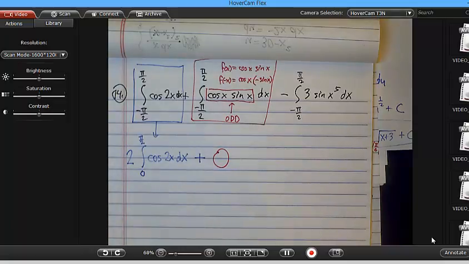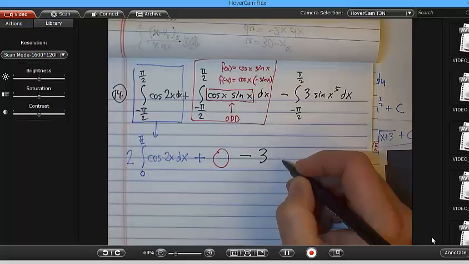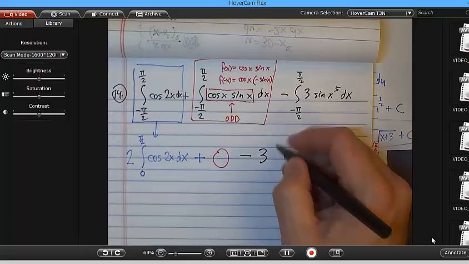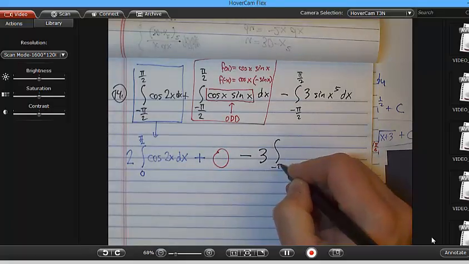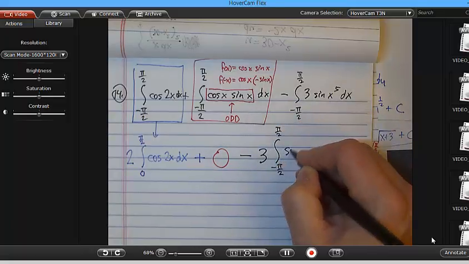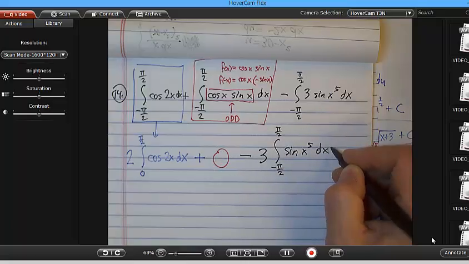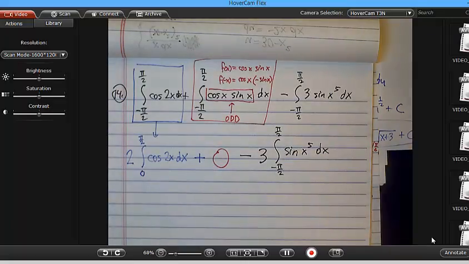Okay, finally, minus 3 times. Let me write this one down again. I just want to point out that you can bring that 3 past, because it's a constant. We've done that before. Okay, what about this function? The sine of x to the 5th. Do we know anything about that?